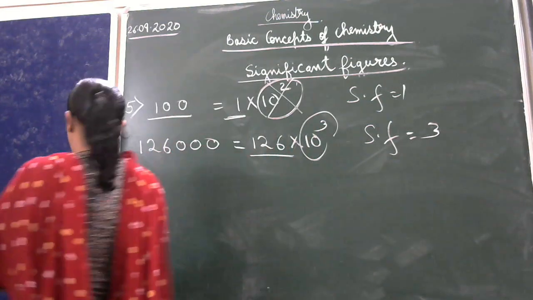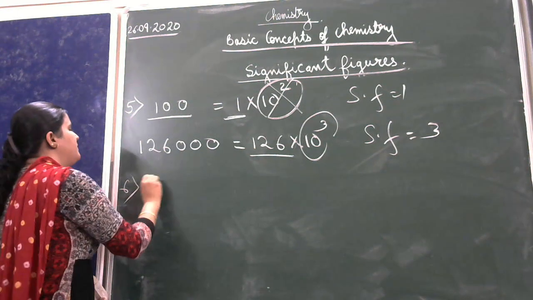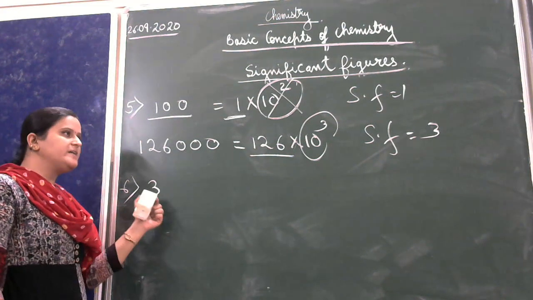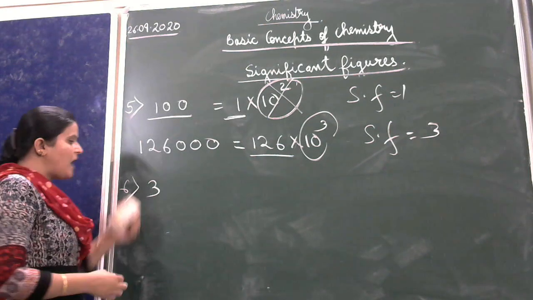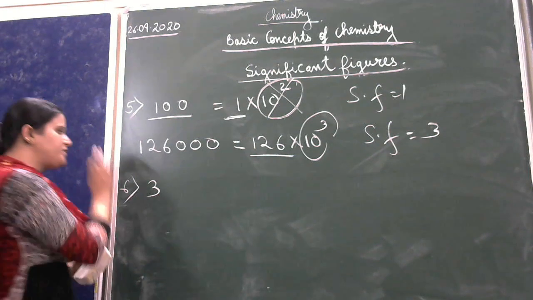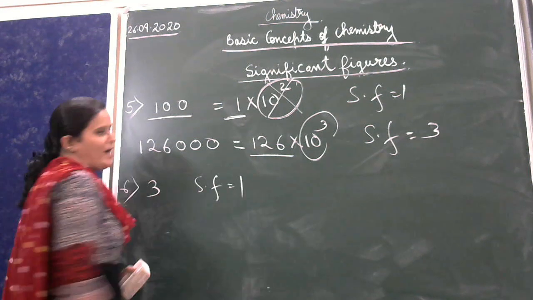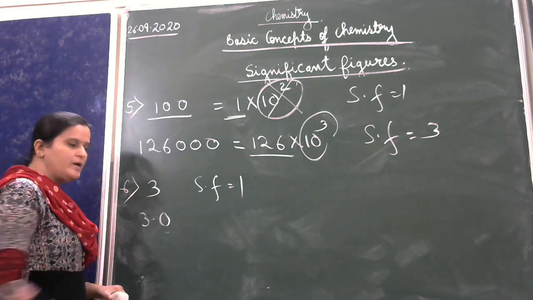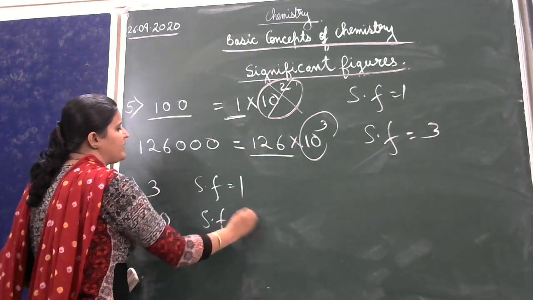See what is my sixth example? Suppose I have taken a number 3 and I am asking you how many significant figures are there. Now actually, this 3 can have an infinite number of significant figures. Why? How can I write this 3? If the number is only 3, definitely the significant figure is 1. But this 3 can also be written as 3.0. If it is written 3.0, what does it mean? The significant figures will be 2.